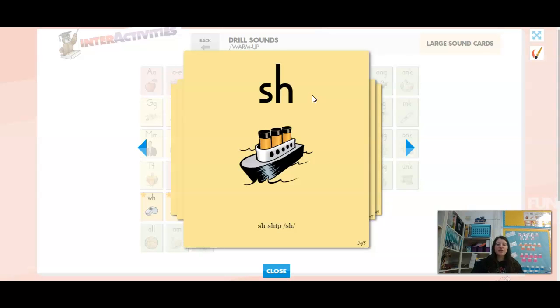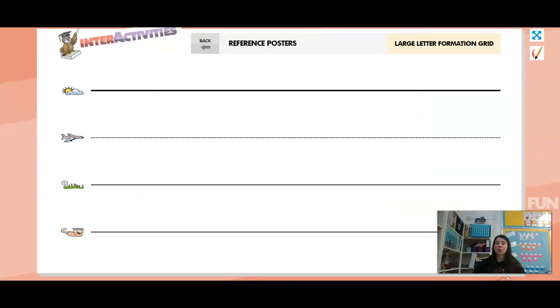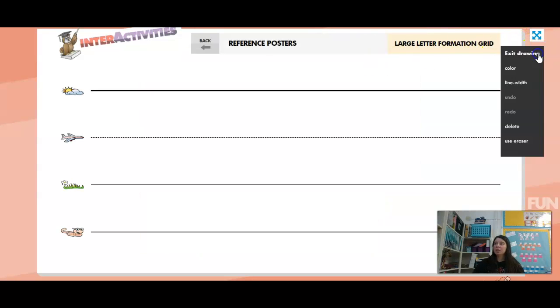Okay, let's try it again with some other words. What about if I have the word duck? Let's tap that out. Duck. I'm going to go over here to my letter grid and I'm going to write these words.